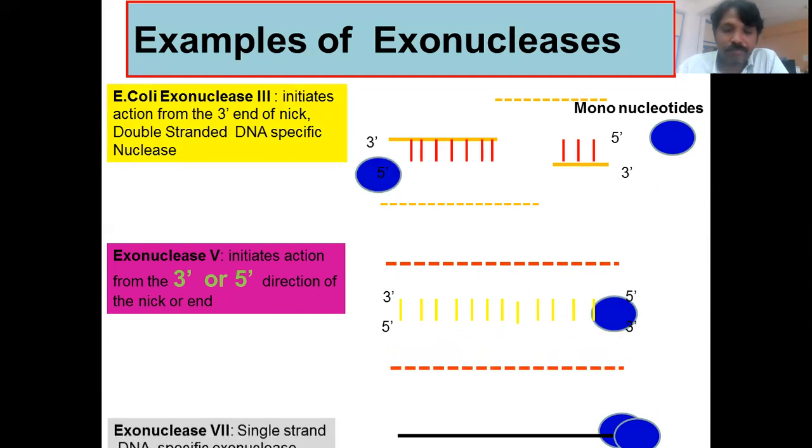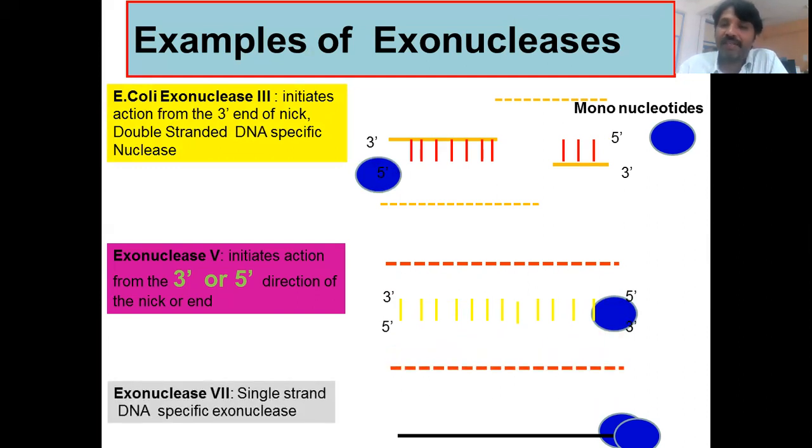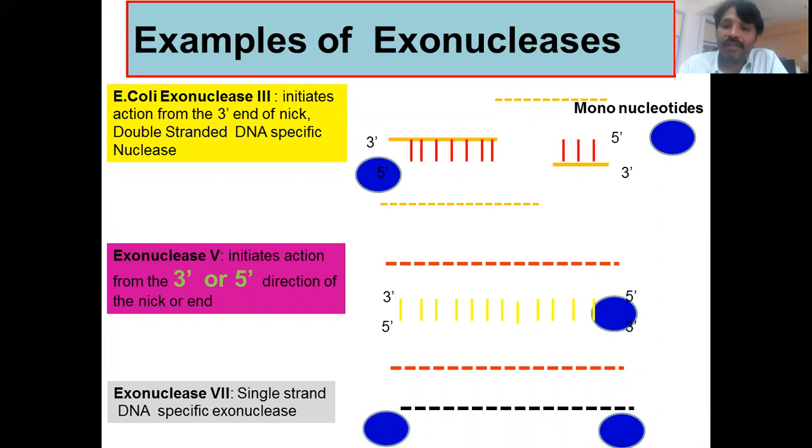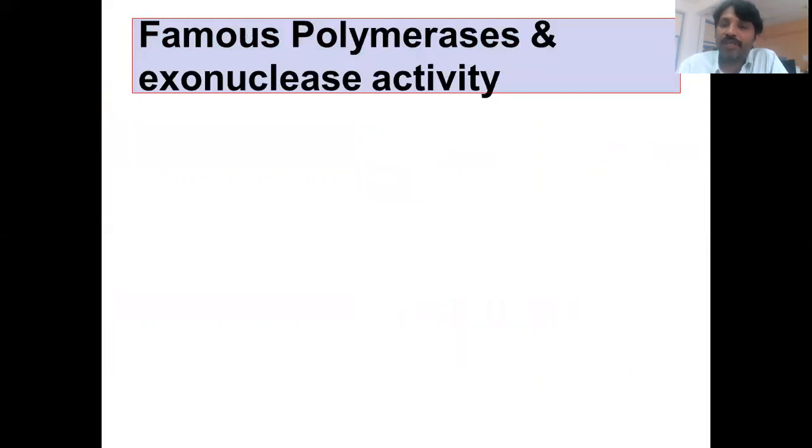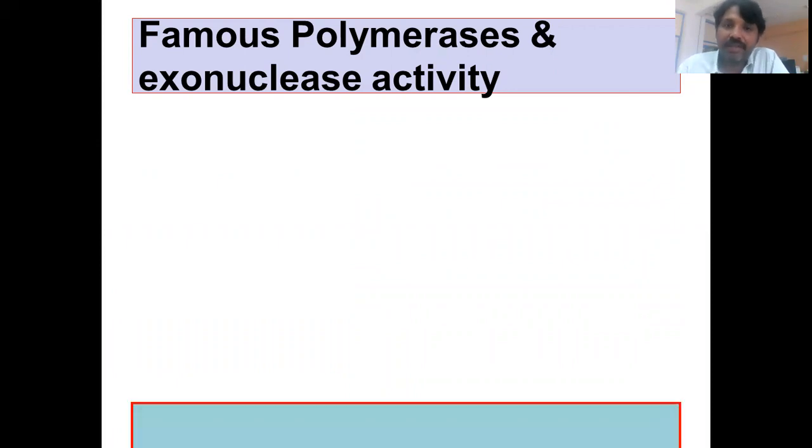Then the next one is Exonuclease VII. It's a single-strand DNA specific nuclease. This also initiates activity from 3' to 5' and 5' to 3'. No specificity; it can work both ways, resulting in mononucleotides.